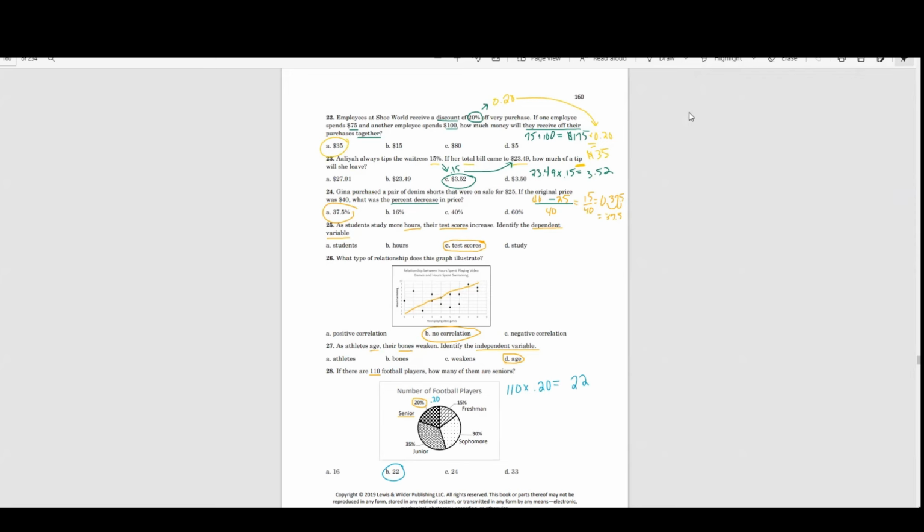So for number 27, the age is the dependent variable. 27 is asking for independent. I mean, the independent, it will be the age? Yeah, because age is influencing the bone strength.